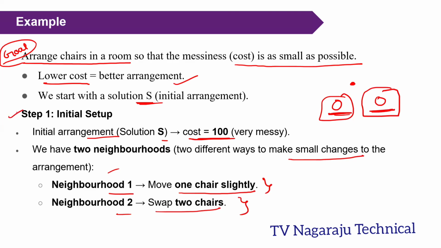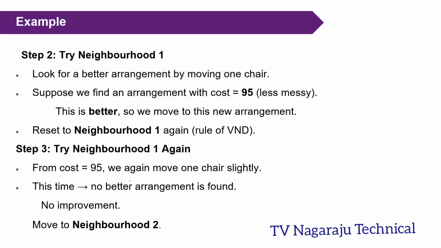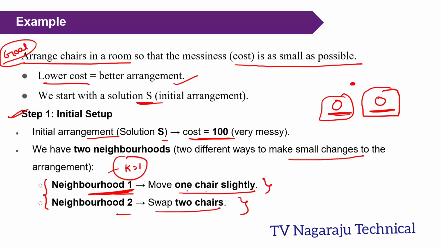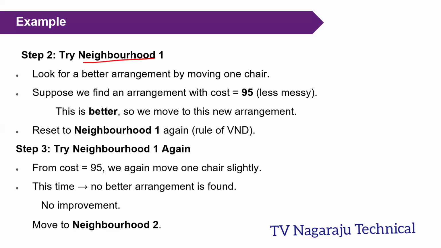Now, my initial step is completed. What is the next step? Among the two neighborhoods, first you select neighborhood 1. So k is equal to 1, right? So I am selecting neighborhood 1. Look for a better arrangement. Suppose in neighborhood 1, we simply move the chair slightly.